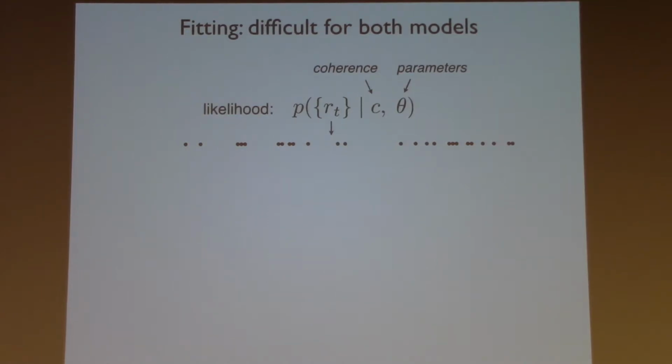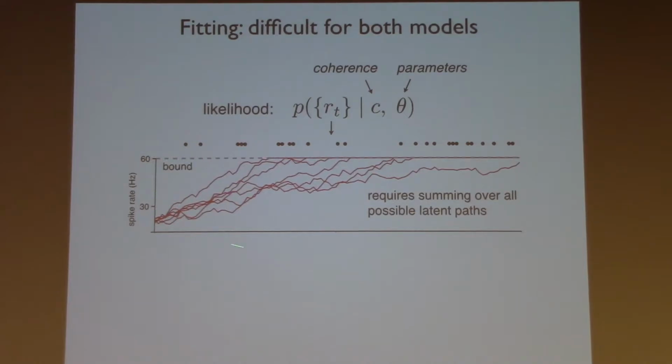And of course, fitting these models to data is difficult. As I said, all we observe are the spike trains on a single trial. We want to compute the probability of this spike train given the coherence, that's the stimulus on that trial, and the model parameters. This is either the 8 parameters from the DDM or the 14 parameters from the stepping model. And computing that probability requires integrating over all possible latent paths consistent with those spike trains. All right? So this is a high-dimensional integral, as I mentioned in my early slides, and so it requires some complex machinery.